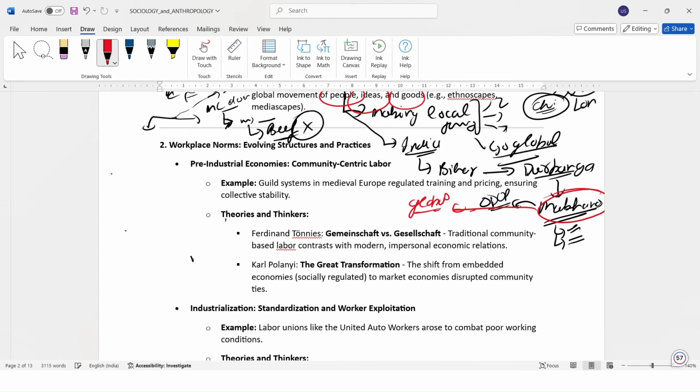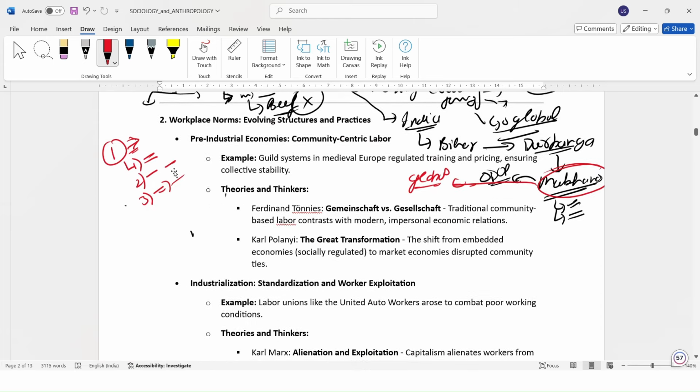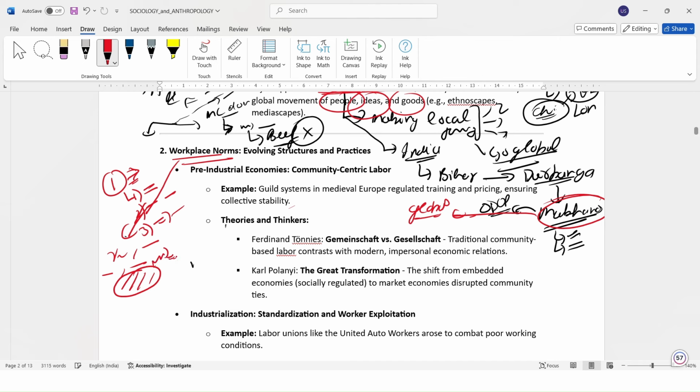Now, second, as I said, first we studied cultural evolution, where we talked about early societies, then agriculture and industrial evolution, and then modern settings where globalization and workplace hybrid cultures influence society. Now let's talk about workplace norms. What are workplace norms? They are basically the rules, regulations, and behavior expected of a person in a workplace, how they have evolved over time, and what the unsaid nitty-gritties of a workplace were and how they have evolved. So let's study that.